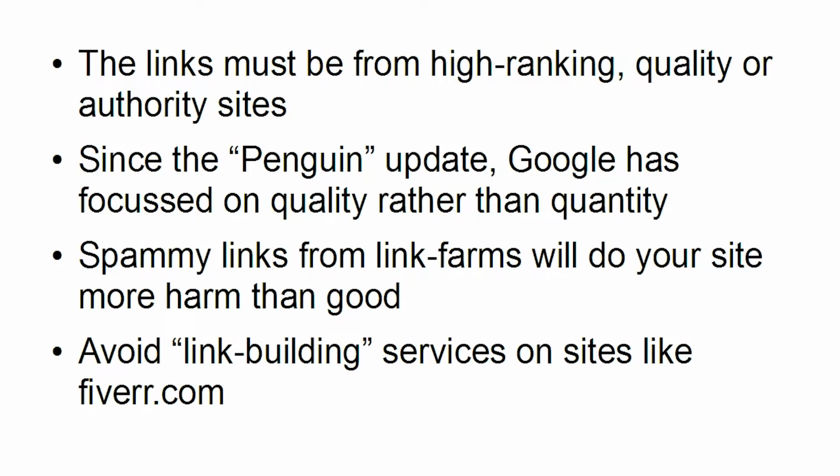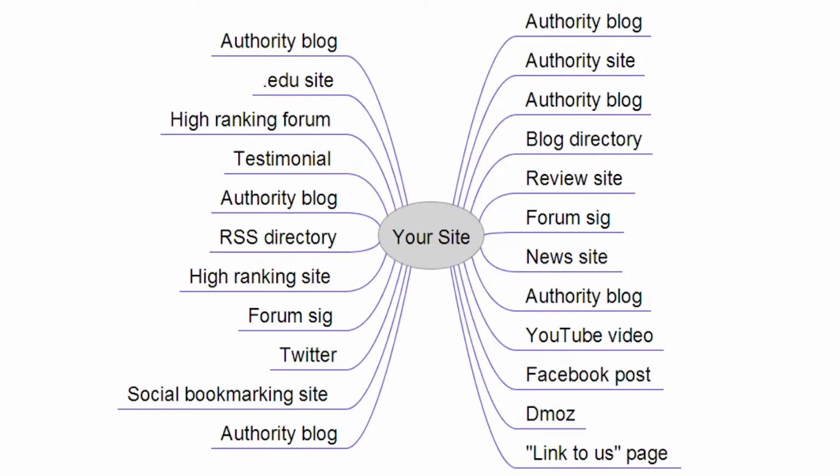Now, this diagram gives you an idea as to a typical linking to a site. You can see they are from lots of different types of sites. You've got links from authority blogs, from a .edu site, a high-ranking forum, testimonials, RSS directories, a high-ranking site, forum signature, YouTube video, Facebook post, Twitter, social bookmarking sites, DMOZ, link to us page, and so on. And obviously, the more links you can get, the better. But as I was saying just now, do bear in mind that they do need to be quality links.